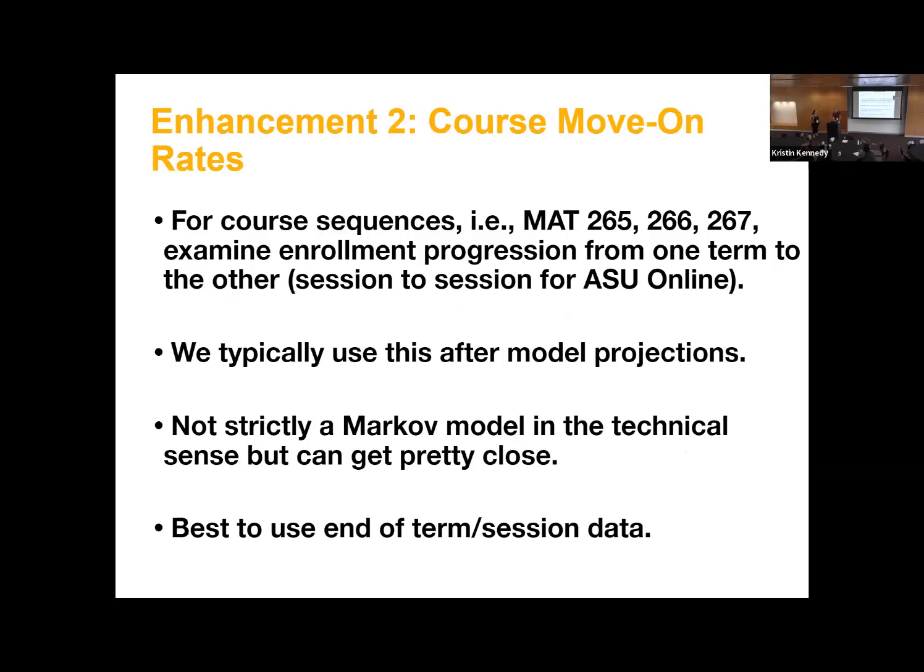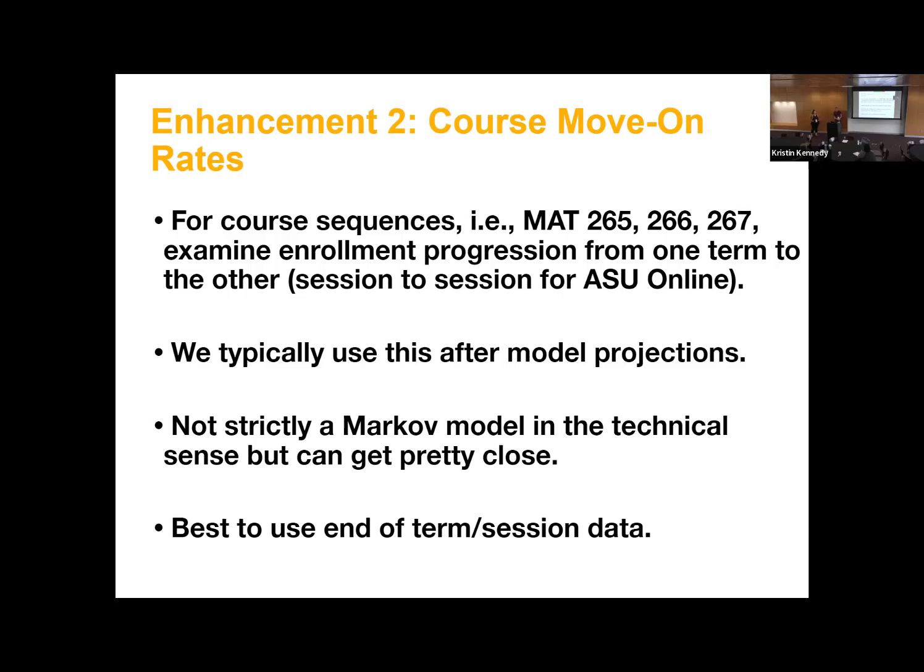Okay, so the second enhancement we look at, and something that I think is interesting to a lot of people, is how can you model move-on rates? How can you model projections using move-on rates or retake rates? For this example, I think one good sequence to use is Math 265, 66, and 67. We're not using the 270 series because 65, 66, and 67 are only offered online, and then it's also offered in immersion.